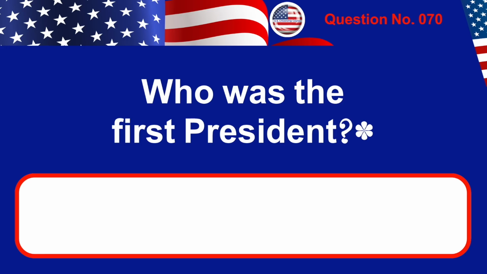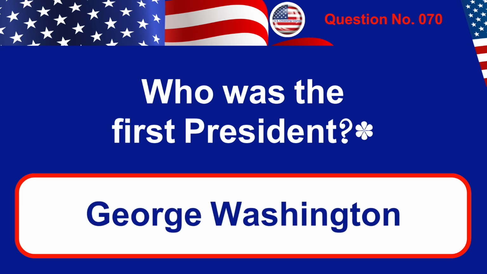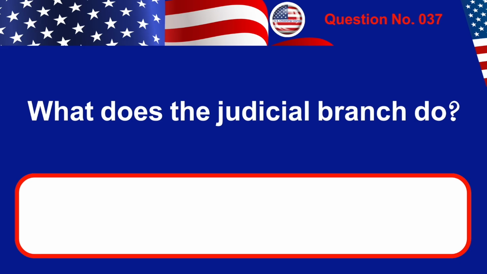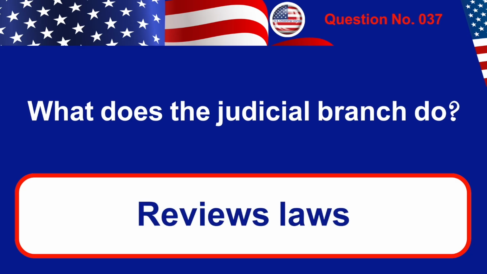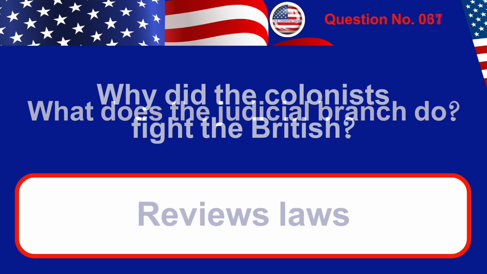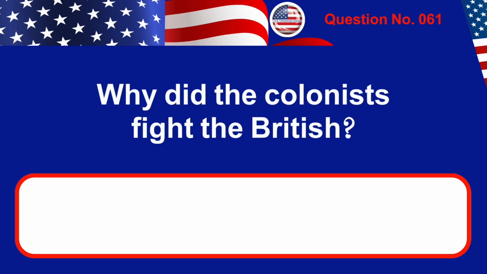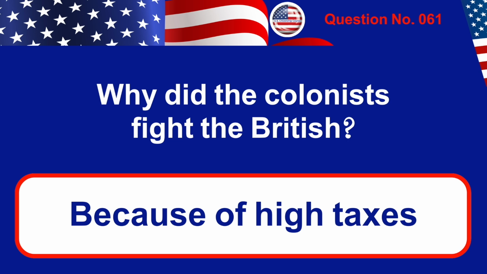Who was the first president? George Washington. What does the judicial branch do? Reviews laws. Why did the colonists fight the British? Because of high taxes.